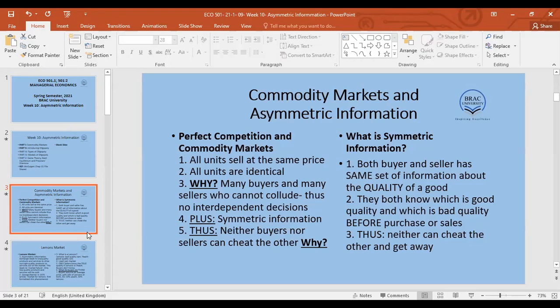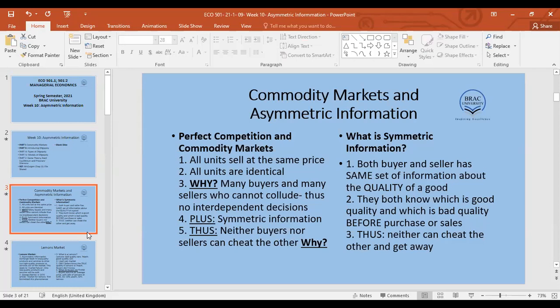Let me give you another example where buyers know better than the sellers. For example, an insurance company selling insurance. They're selling life insurance, okay? I want to buy the life insurance. Who knows whether I'm a good patient or a bad patient? Isn't it the buyer, myself?